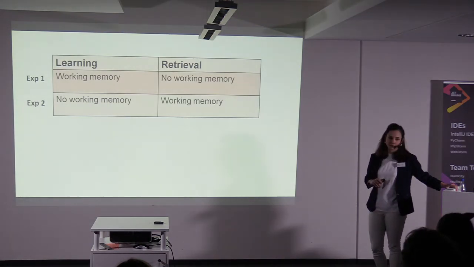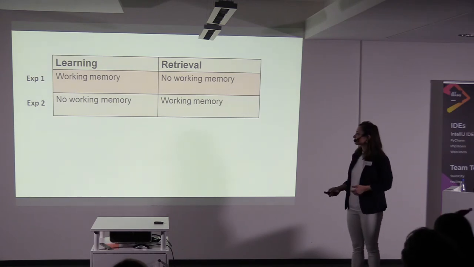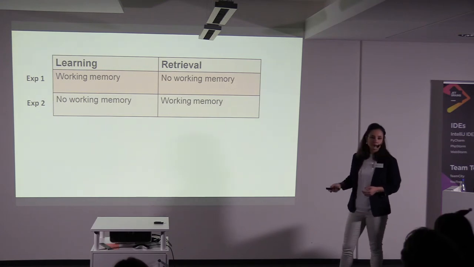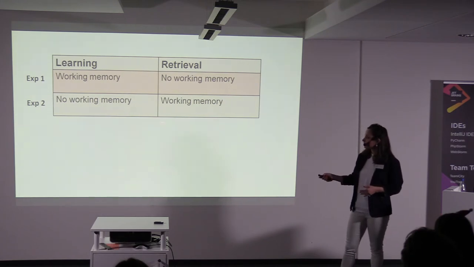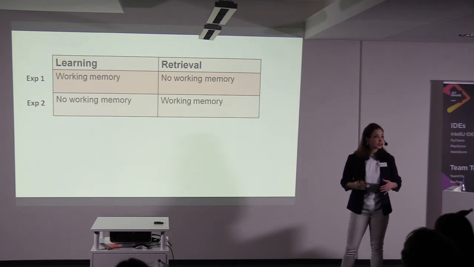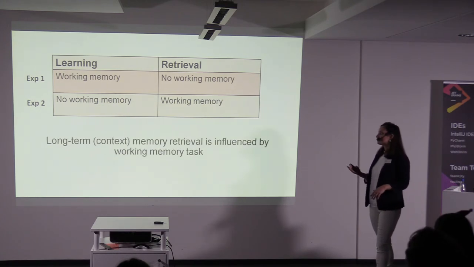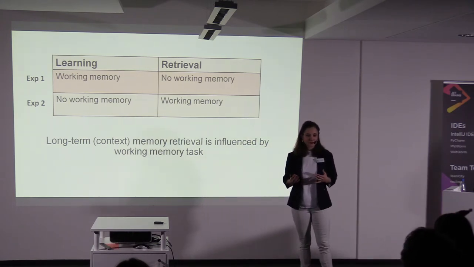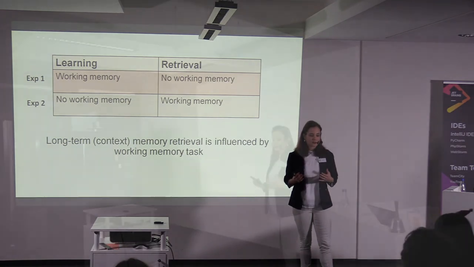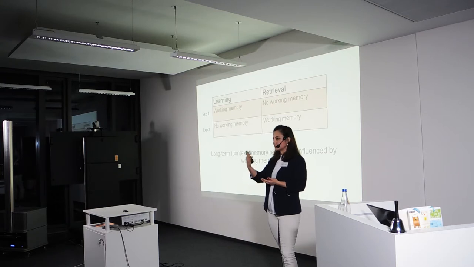So, I have done two experiments. I divided my experiments into two parts, learning and retrieval. In experiment one, I applied this working memory task only in the learning phase, not in the retrieval phase. And in the second experiment, I applied this working memory task only in the retrieval phase, where you recall those memories. And what we found in our lab is that long-term context memory retrieval is influenced by the working memory task. So it means that in order to retrieve information from my long-term memory, if I occupy that working memory space, I am no longer able to do visual search, or my visual attention decays.